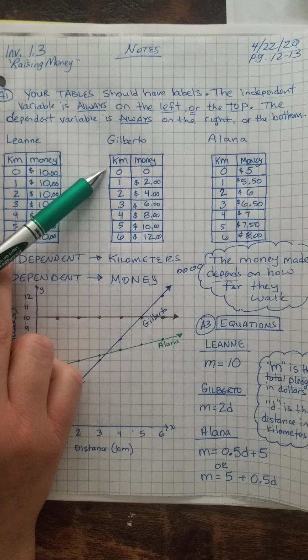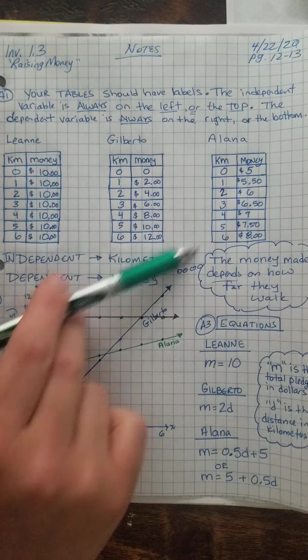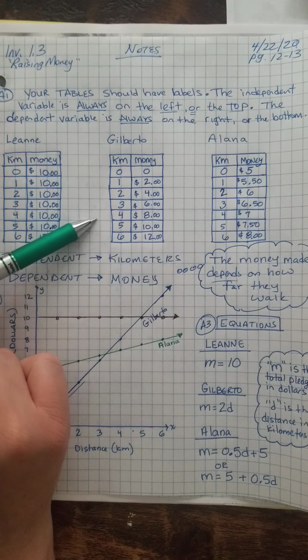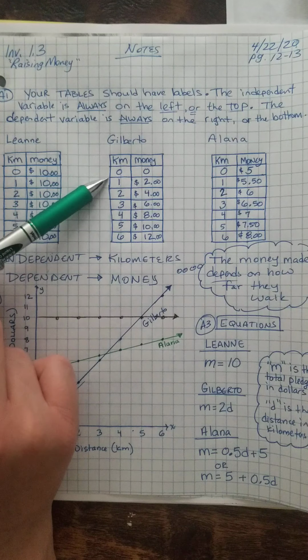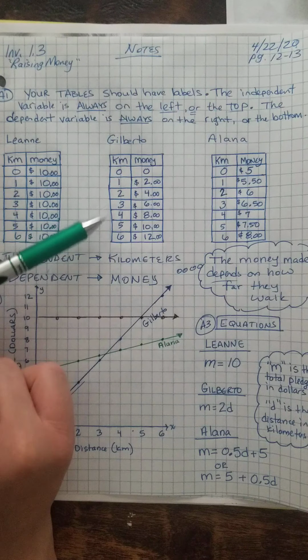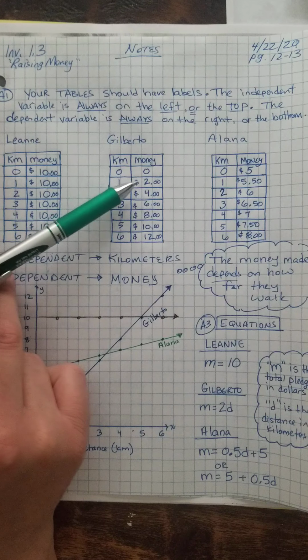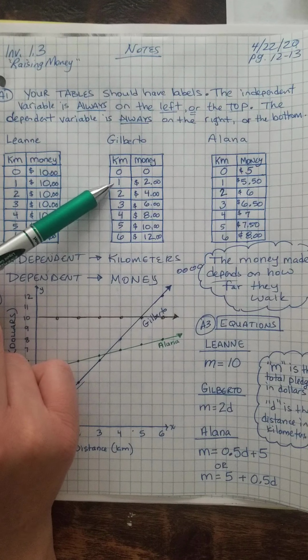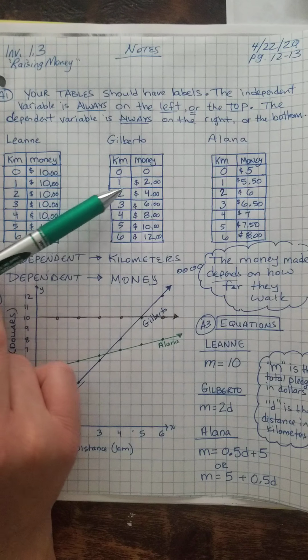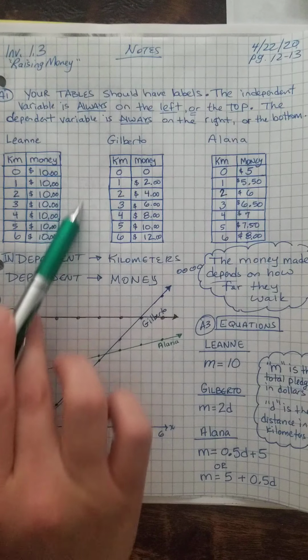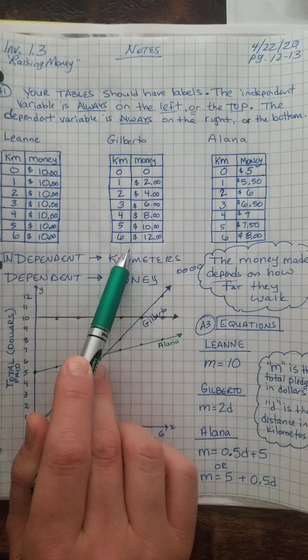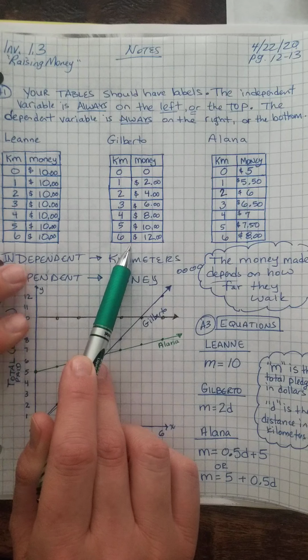Gilberto is very similar to the graphs and data tables that we've been looking at in the past. So he starts at 0, 0. If he walks 0 kilometers, he doesn't get any money. But every time his kilometers increase by 1, he makes $2 per kilometer. So at 1 kilometer, he gets $2, 2 kilometers, $4, 3 kilometers, $6. So this Gilberto is very, very similar to what we've been working with in the past.